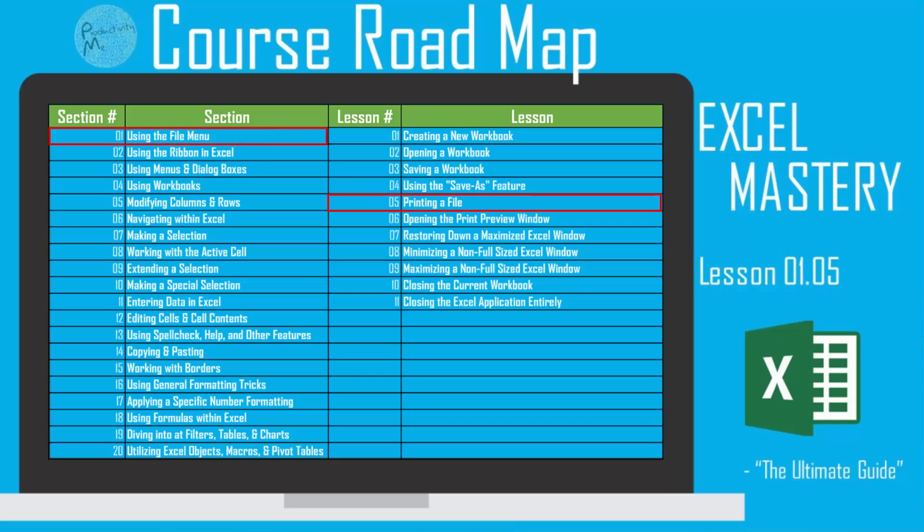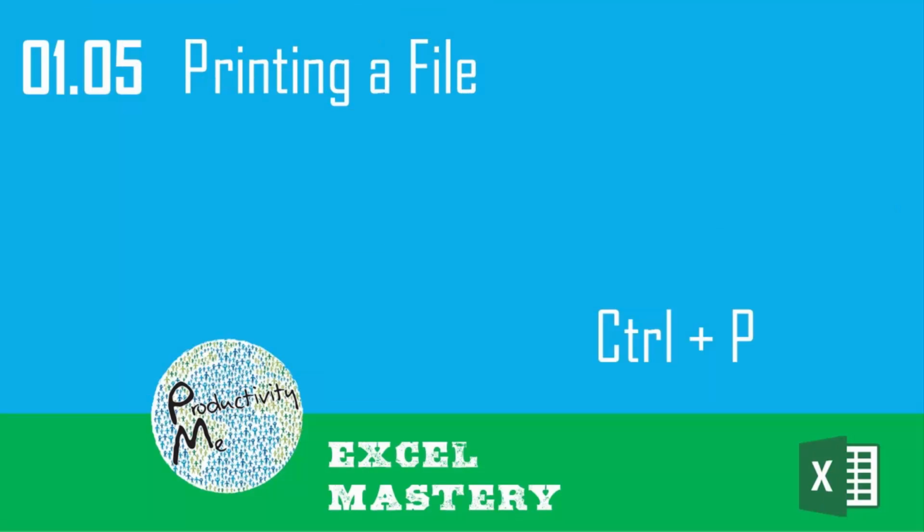In this video, we're going to look at how to print a file or print an Excel spreadsheet within Microsoft Excel. We'll do this by using the keyboard shortcut Ctrl P as well as a series of alternative methods. So with that, let's get started.